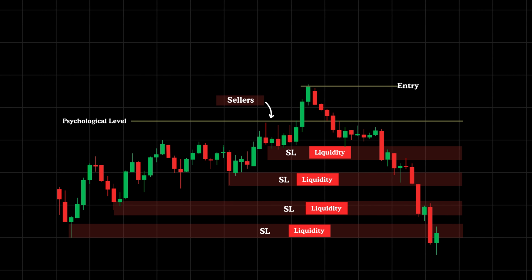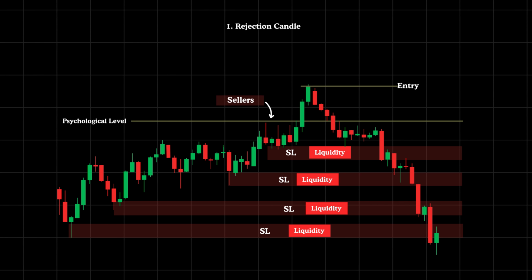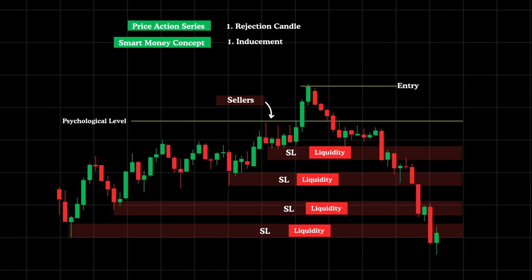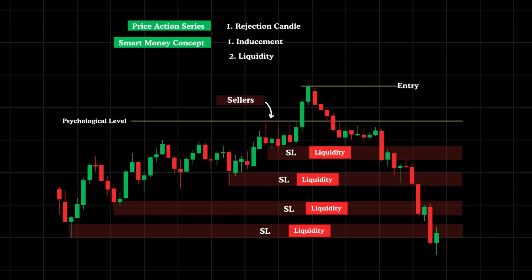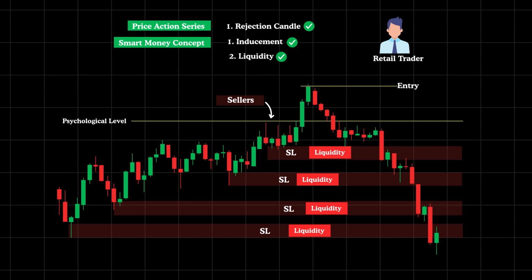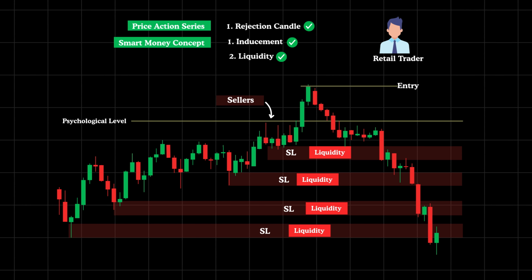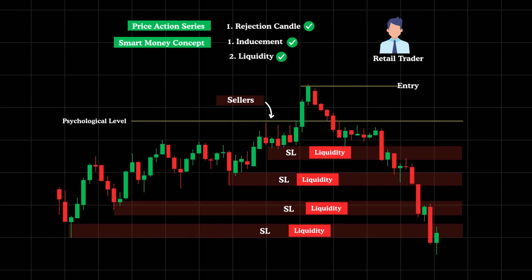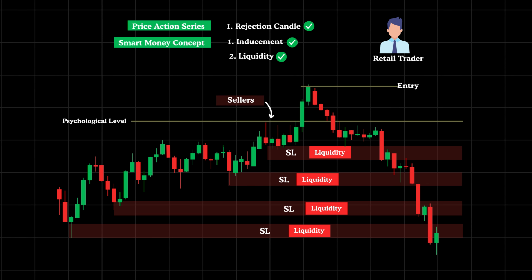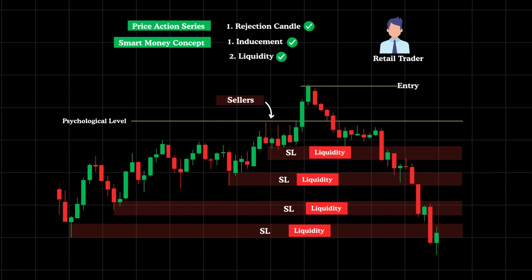Now, in this chart, we've analyzed using only 3 concepts: rejection candles from our price action series, inducement from the smart money concept series, and retail trader liquidity. Yet many retail traders keep learning new strategies daily, but when it comes to trading live, they freeze. Constantly trying new things leaves them confused, unable to focus on a single method, and so they keep entering and exiting trades randomly without proper analysis. This emotional trading leads them into repeated losses.